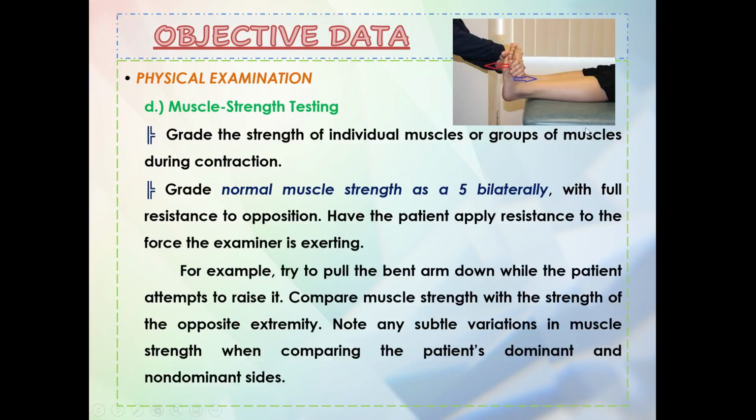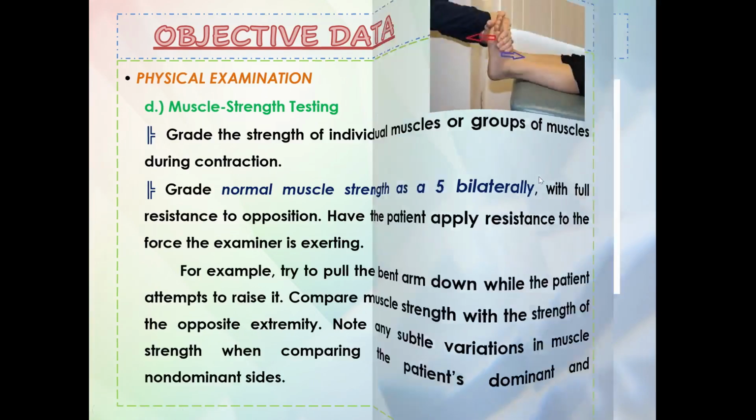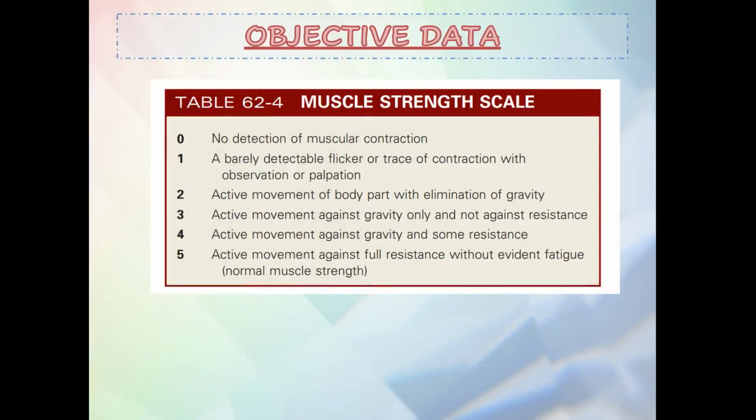So, that is muscle strength testing. So, ito yung pag-grade ng ating muscle strength. So, this is the scale. 0 is no detection of muscular contraction. So, ibig sabihin, walang strength at all. 1, barely detectable. 2, active movement of body part with elimination of gravity. 3, achievement against gravity only and not against resistance.